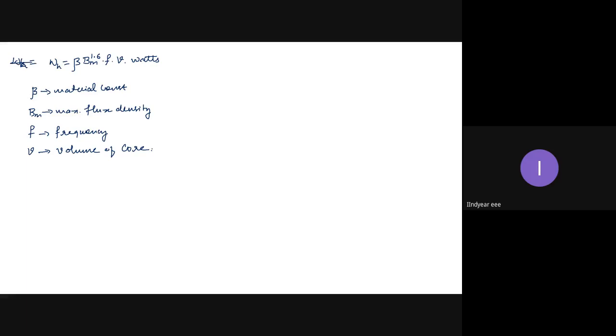Next is eddy current loss. In 5 minutes, we'll see eddy current loss and we'll stop. Okay? Mechanical losses we will see in the next class.